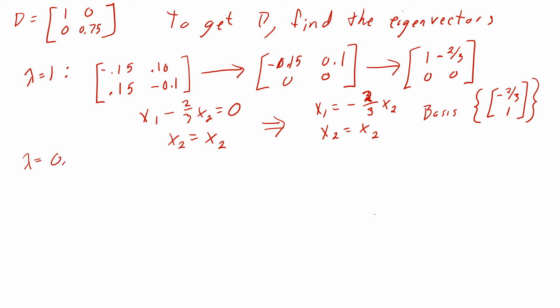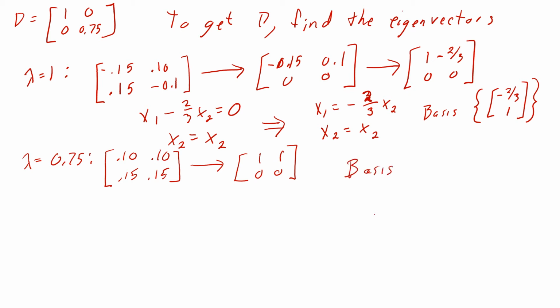My second eigenvector, for the second eigenvalue 0.75: you put that in here, and you get 0.10, 0.15, 0.10, 0.15. Do our row reductions, and eventually you're going to get 1, 1.5, 0, 0, and then you get a basis that is simply the vector -1.5, 1 when you go through it. So this gives you your eigenvector for each eigenvalue.